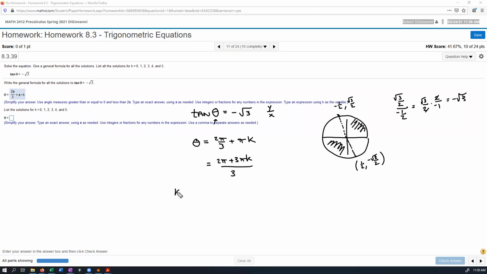And now if k is 0, we get 2 pi over 3. If k is 1, we get 5 pi over 3. If k is 2, we get 8 pi over 3. And what you'll notice is that every time we do this, the numerator is jumping up by 3. So it went from 2 to 5, 5 to 8. So we jump up by 3 again, it'll be 11 pi over 3. That's for k equals 3. For k equals 4, it'll be 14 pi over 3. For k equals 5, it'll be 3 more, 17 pi over 3.